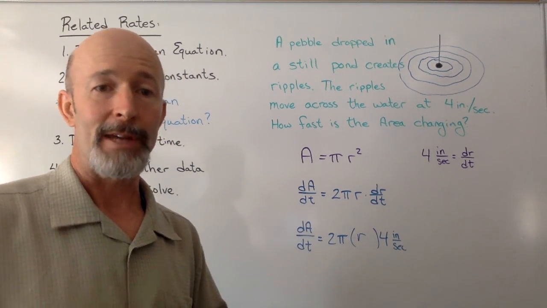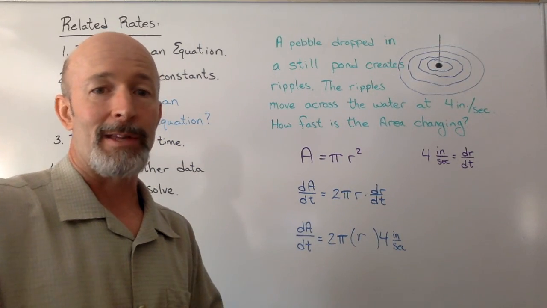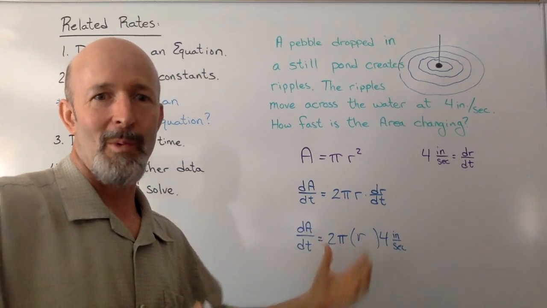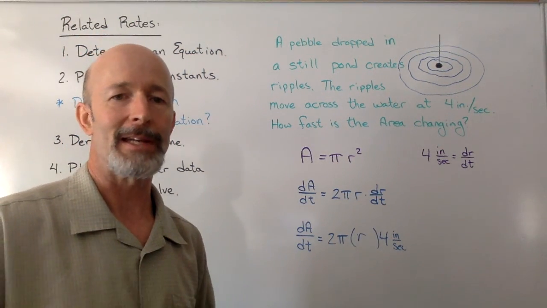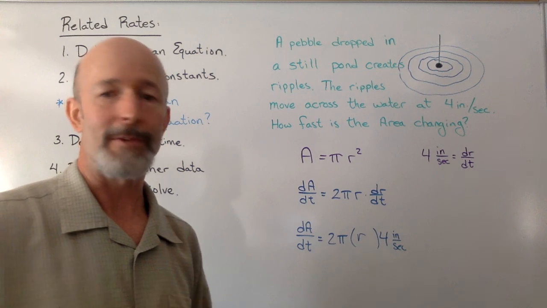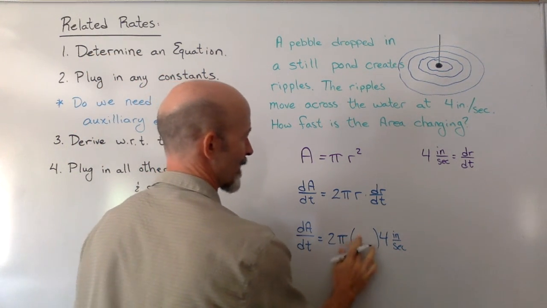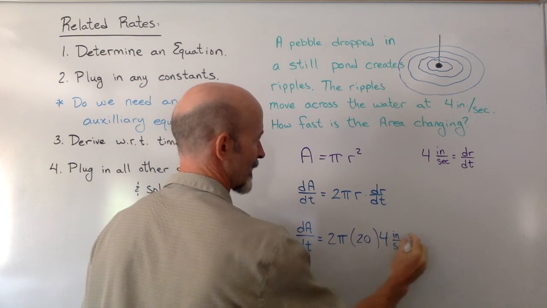That's why these are related rates. It's not a linear thing. It's not that one specific rate here is going to be the same as the area. So we can plug in different things, whatever the radius is. I apologize for not writing one down. Let's just say it is 20.